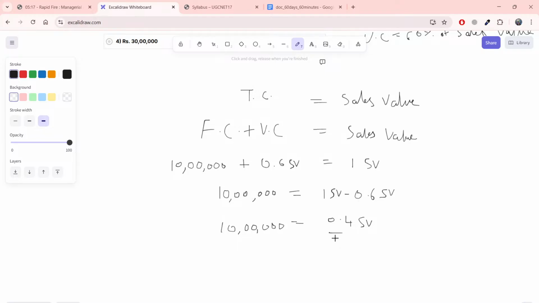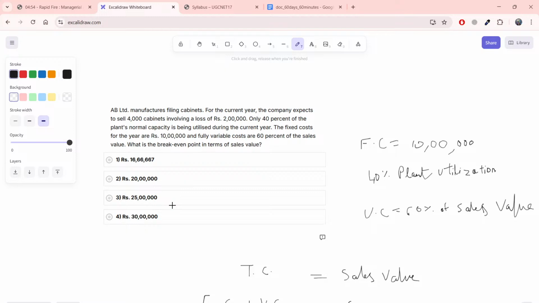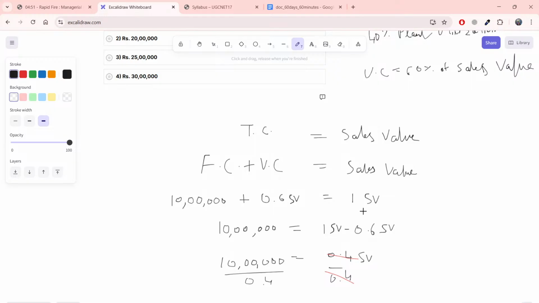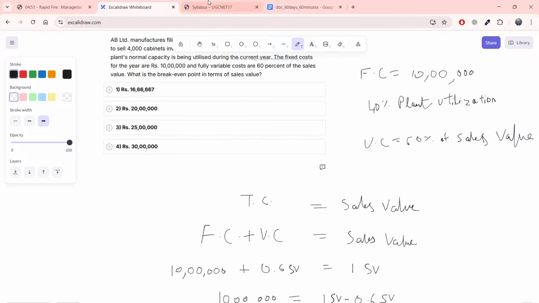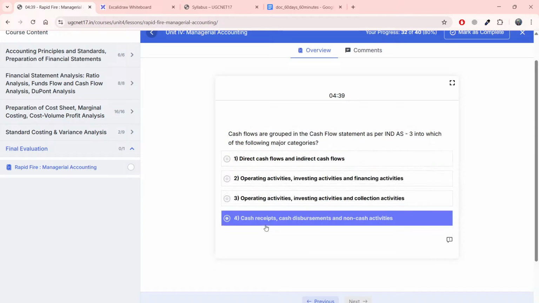So अब हम दोनों साइड 0.4 से divide करेंगे. Here this and this will get cancelled, and the left 10 lakh will become divided by 0.4, that is 1 crore divided by 4, this will become 25 lakh sales volume. So what is the break even point in terms of sales value? Sales value should be equal to 25 lakh, ये हमें मिला है solving से. So that is the answer. This is how we do it.